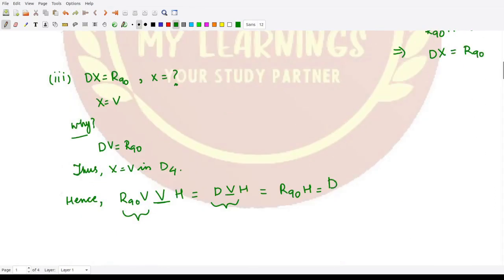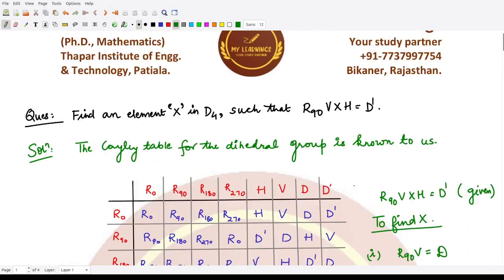So we have D' here when you solve this portion, and this is what we wanted to calculate here. So I hope you understood this question well.